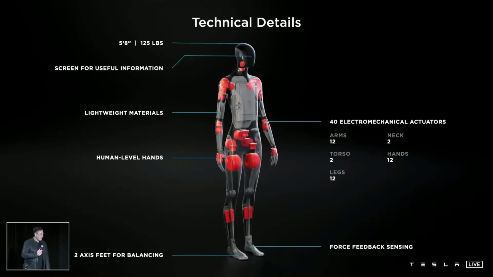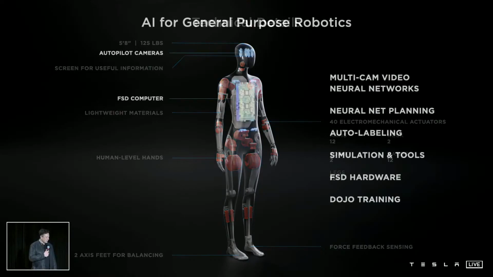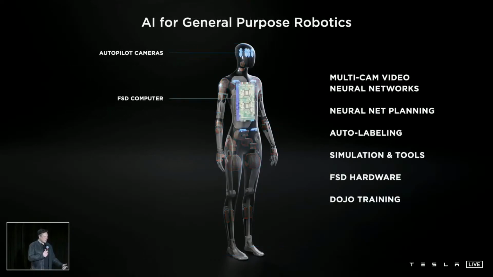So yeah, it's around 5'8". It has sort of a screen where the head is for useful information, but it's otherwise basically got the autopilot system in it. So it's got cameras, 8 cameras, and the full self-driving computer, and making use of all of the same tools that we use in the car.